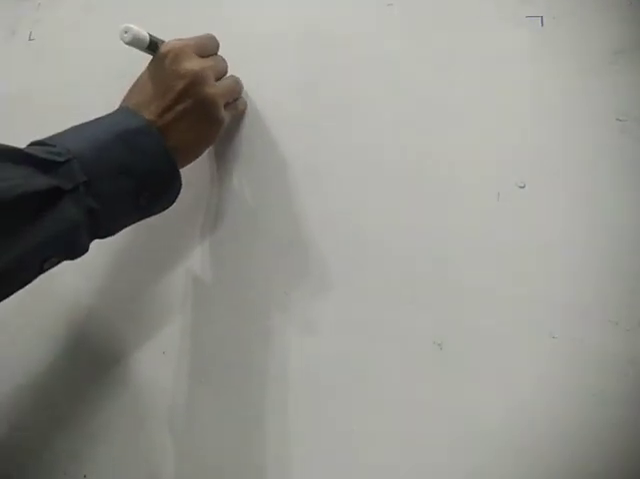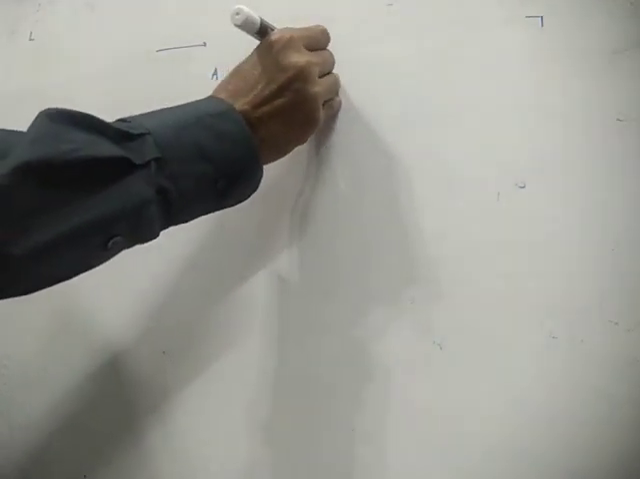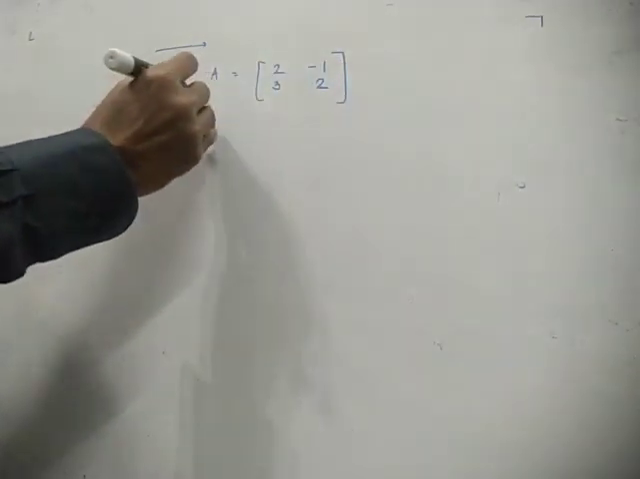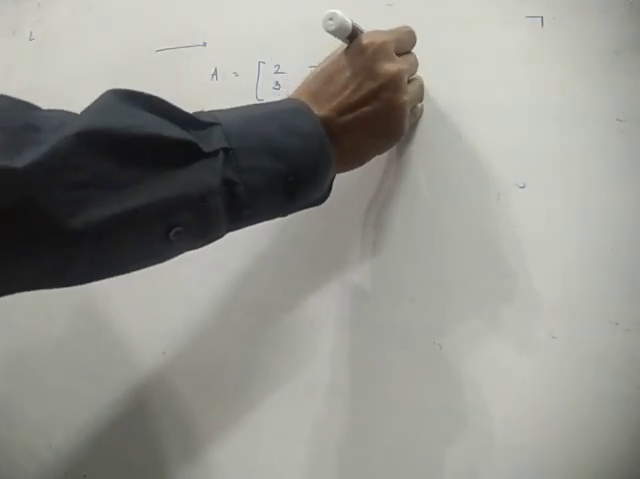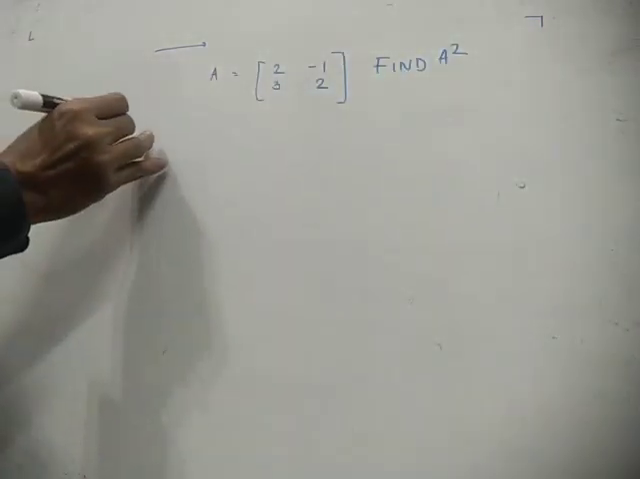Now we'll go for a different type of example. Again we'll watch matrix multiplication. Suppose a matrix A is given, then we have to find A square. How do we find the square of any matrix? Suppose A is given as 2 minus 1 3 2. We have to find A square.